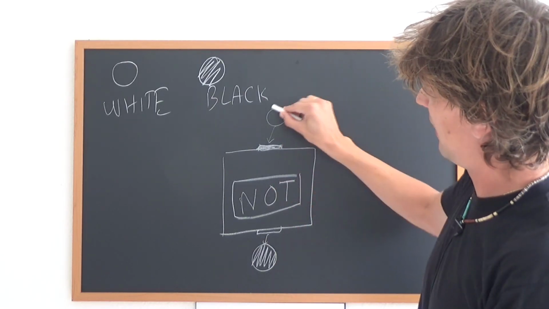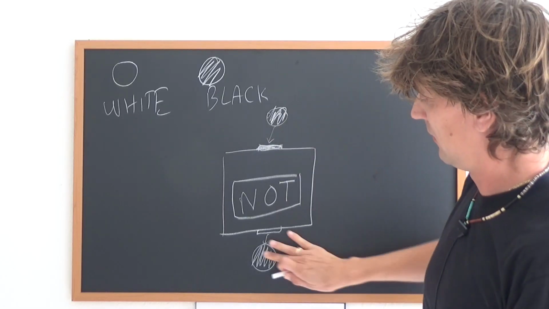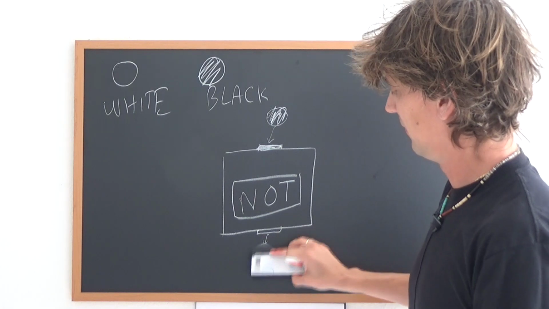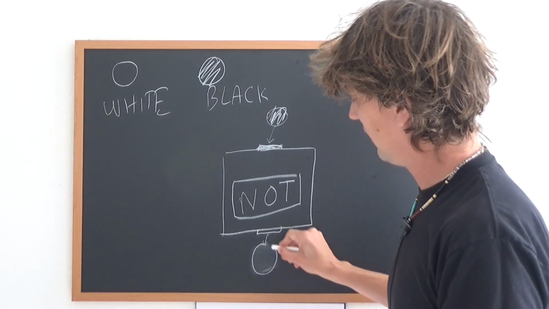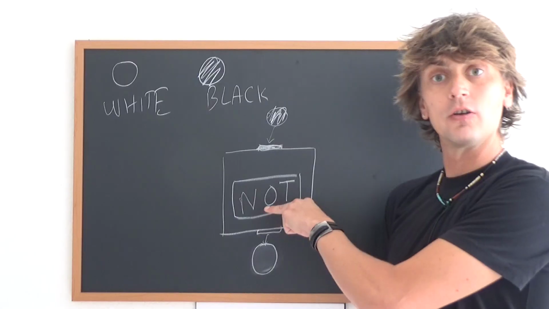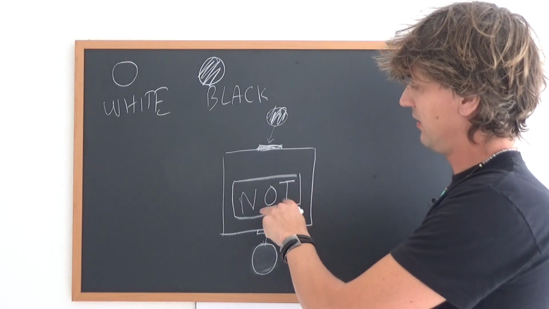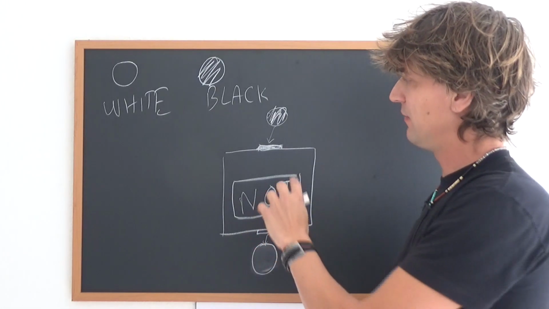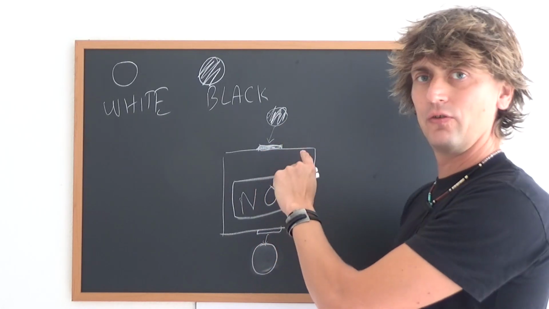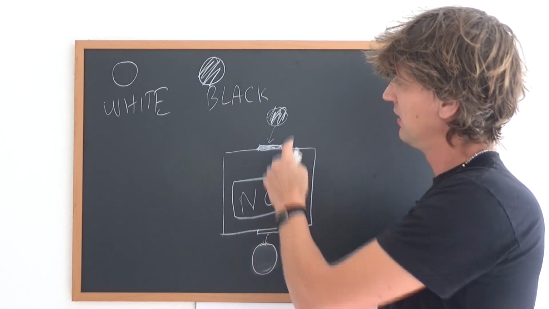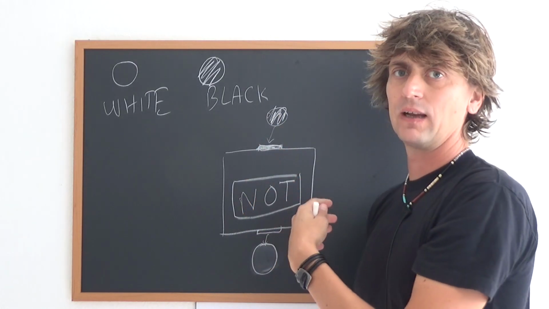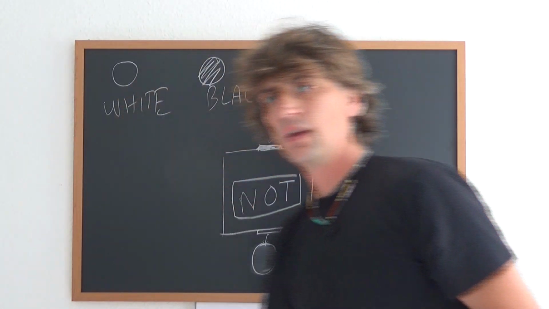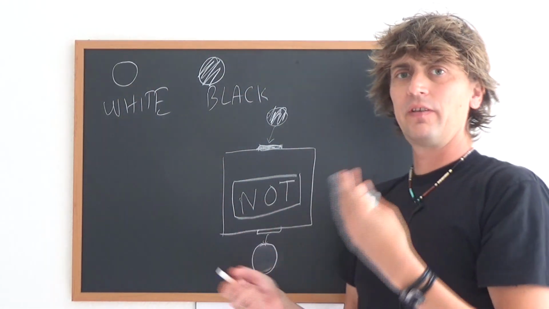Conversely, if we drop in a black ball, then it comes out here white. So that's the origin of the name "not" for this box, is that the color that comes out is not the color that went in. It's a slightly funny name. So black goes to not black, i.e. white, and white goes to not white, i.e. black. Okay. So the not box just does a very simple thing.